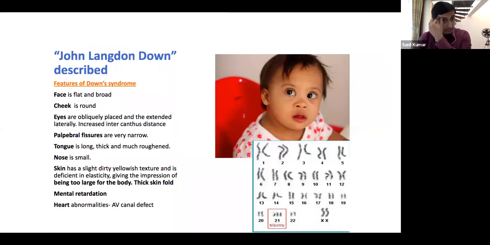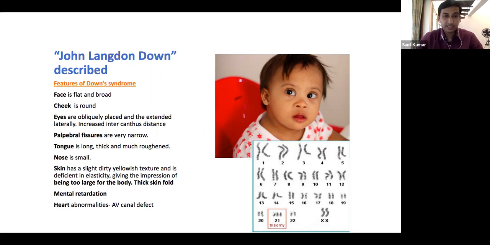So what is Down syndrome, and who coined this word? Down is a person named John Langdon Down. He described the physical features of Down syndrome. He described that the face of a Down's baby would be flat and broad, the cheek is round, the eyes are obliquely placed and extended laterally, that is increased intercanthal distance. Then the palpebral fissures are very narrow, the tongue is long, thick and much roughened, and the nose is small.